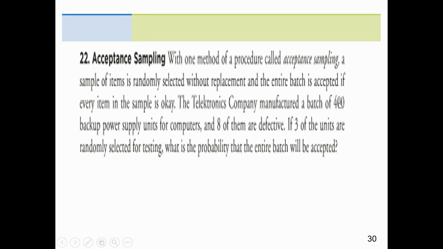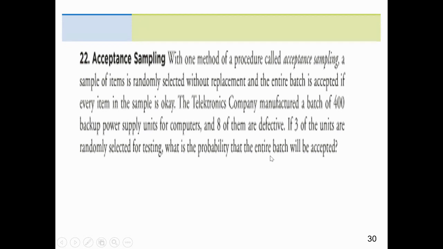Well, right away, you get 400 backup power supplies, and 8 are defective. Already I'm thinking, what isn't he telling me? If I have 400, 8 are defective. Well, 400 subtract 8 must be 392 that have no defects. And invariably, it's that 392 that you're going to have to work with. But he doesn't tell you that. But how hard is it to figure out? If 8 are defective, you have 400. Remaining 392 must be good ones. He's asking me if I pull out 3 of the units, what's the probability that the entire batch will be accepted? Well, what's the probability that all 3 are good?